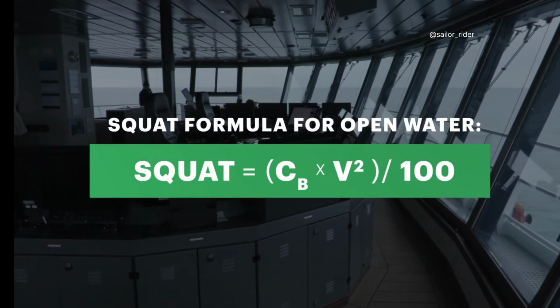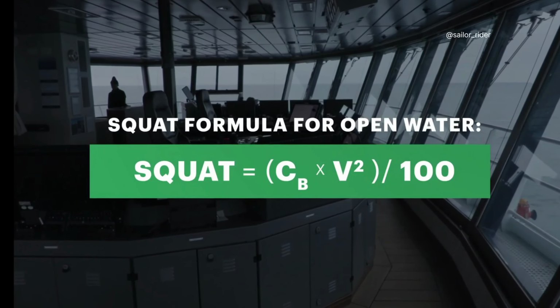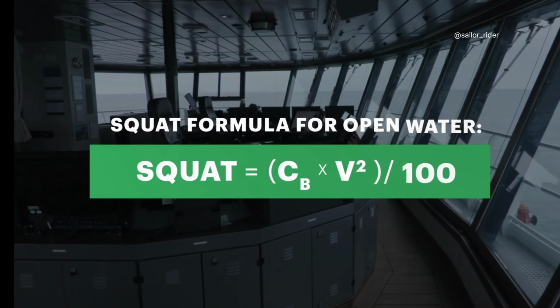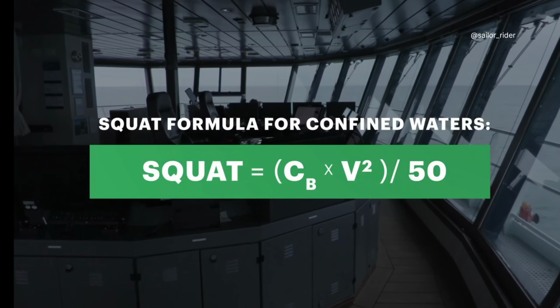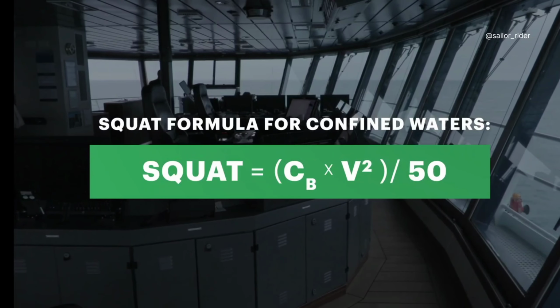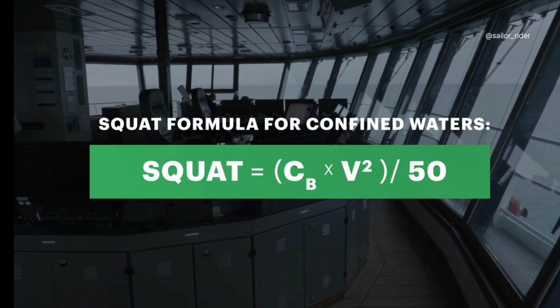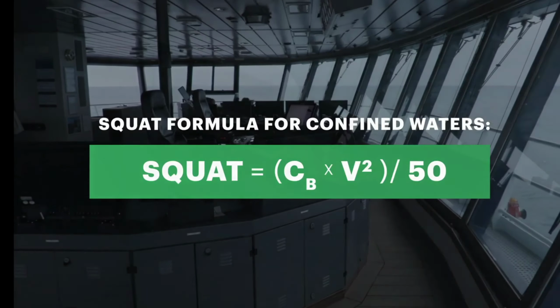For open water, the formula below is used to calculate squat. Squat equals the block coefficient times velocity squared divided by 100. For confined waters, the below formula is used. Squat equals the block coefficient times velocity squared divided by 50. We know what the speed is, so let us discuss the block coefficient.